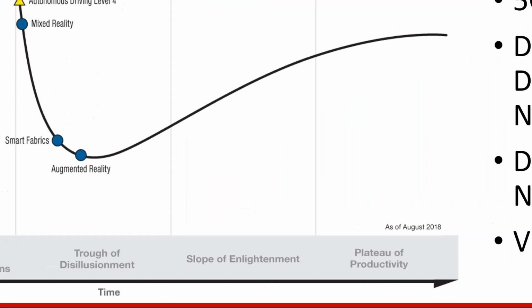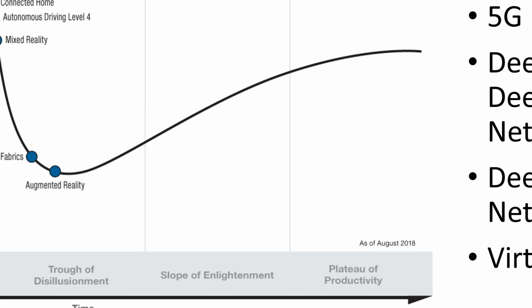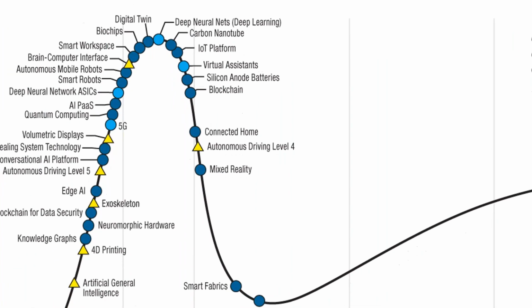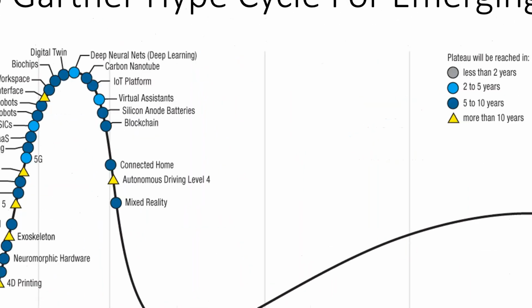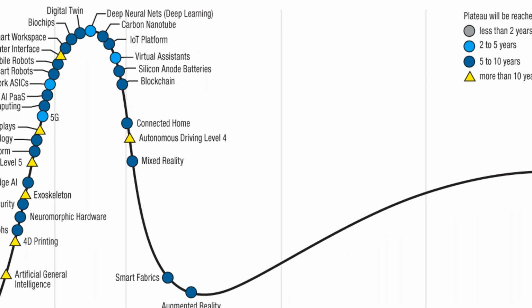And finally, over time, they reach the slope of enlightenment and then the plateau of productivity, so that they can see what's going on there. Now, if you look at the icons across here, you can see that some of them are light blue. Let's look at my scale up here. Notice we don't have any gray icons, which would say that the plateau of productivity will be achieved in less than 2 years.